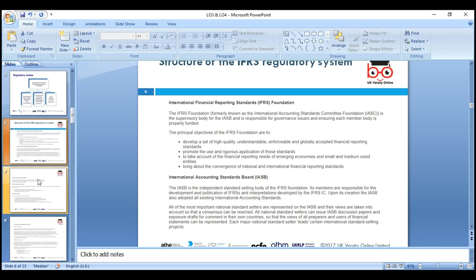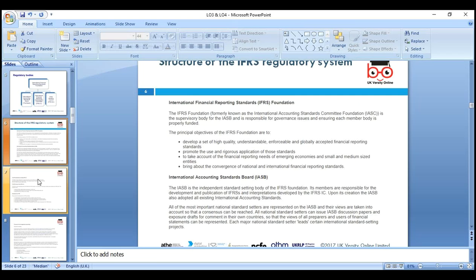The International Financial Reporting Standards Foundation was formerly known as the International Accounting Standards Committee. The IFRS Foundation is the supervisory body for the International Accounting Standards Board. It is responsible for governance issues and ensuring the member bodies are properly funded. Member bodies are all accounting bodies.